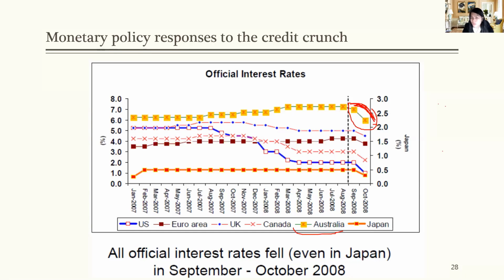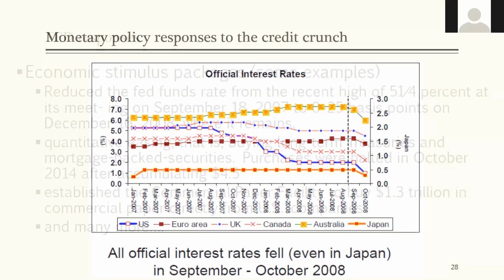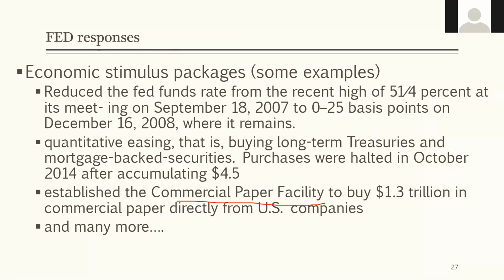Excuse me, ma'am. Yeah, sure. In the previous slide, the third point, they established the commercial paper facility to buy 1.3 trillion in commercial paper. Is that the capital injection the Fed responded with? The quantitative easing, yeah, it was part of it. Remember, one of the problems was that companies could not issue any commercial papers anymore, and this was one of the programs that helped companies to issue commercial papers. Is that what you're asking, Budi?